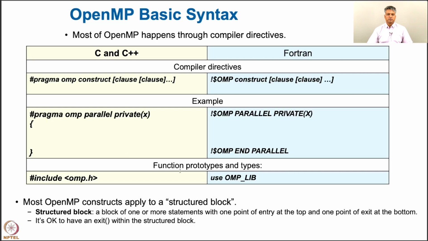We also need to use function prototypes and types. For that we need header files, and for that we have a #include <omp.h> over here, or you need to use the OMP library in Fortran. So the way it works is that OpenMP constructs typically apply only to a structured block of code which follows immediately after the directive. For example, on the C, C++ side, you can see that you have an OpenMP directive over here, and the structured block of code is between these curly brackets. Whereas in Fortran, you have to explicitly start with the structured block of code and end with the structured block of code and not use these curly brackets. It is also fine to exit the program within a structured block. It's okay, and it will kill the program.